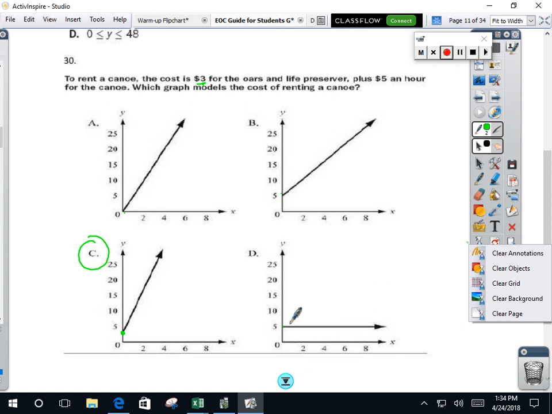The bottom one basically would say that you pay $5 to rent and then you don't pay any more than 5. Yeah, this is in hours and this is cost.